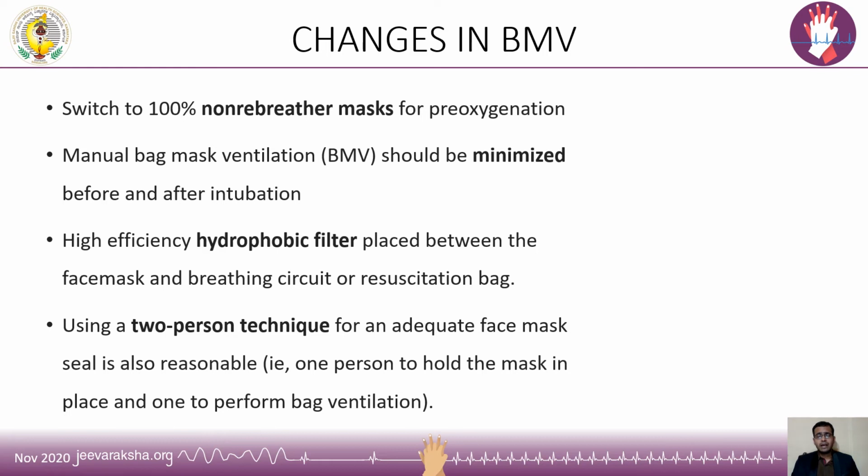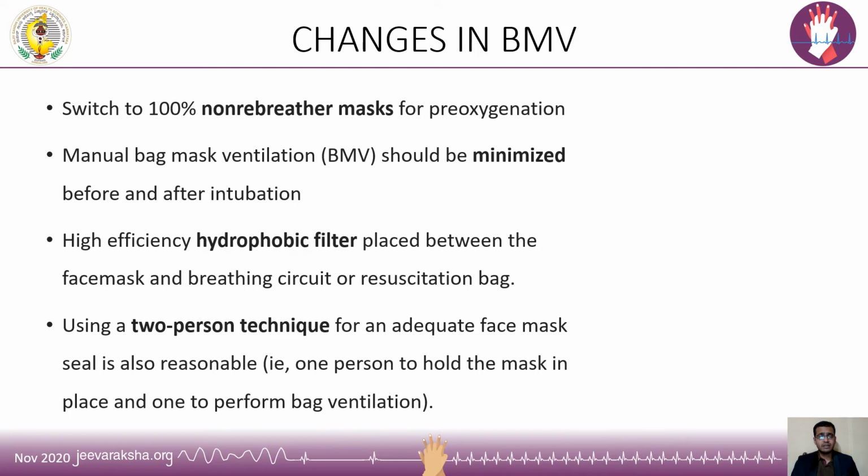So when you're doing a bag mask ventilation, we already discussed about the bag mask ventilation. When you're dealing with a COVID patient, how is it different with respect to the bag mask ventilation? This bag mask ventilation, I told you, it helps you in pre-oxygenation in normal patients. But in COVID patients, try to avoid bag mask ventilation during pre-oxygenation. Instead, switch on to 100% non-rebreathable mask for pre-oxygenation.